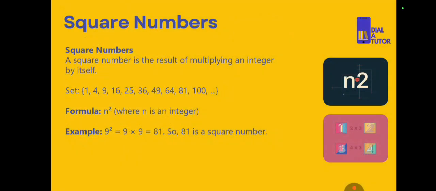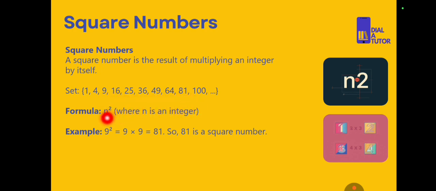Square numbers. A square number is a number obtained by multiplying an integer by itself. It is the result of multiplying an integer by itself. So if you talk about perfect squares, let's say 1 times 1, you get 1, 2 times 2, you get 4, 3 times 3, you get 9, 4 times 4, you get 16, and 9 times 9, you get 81.